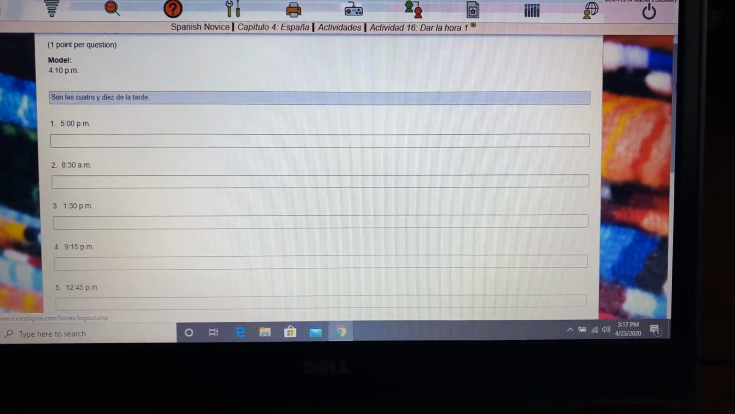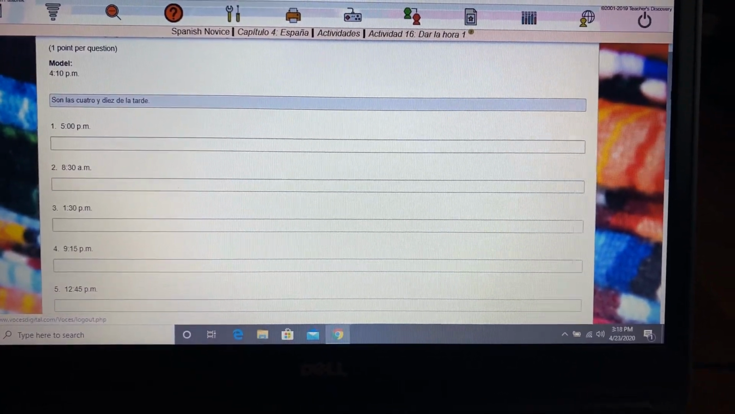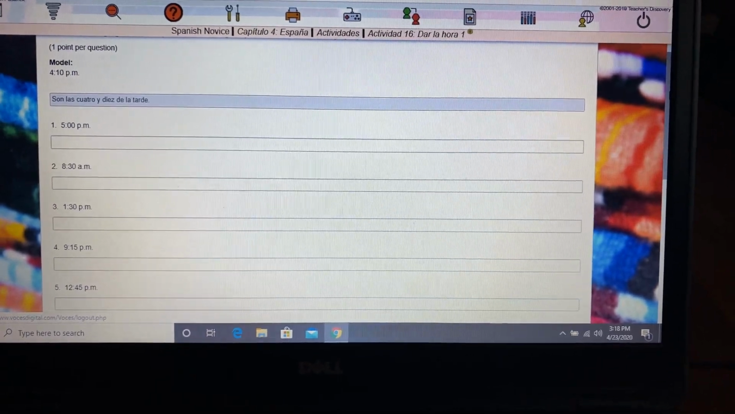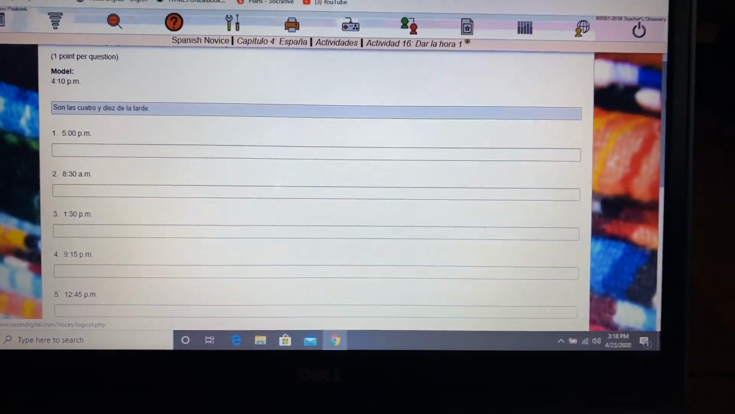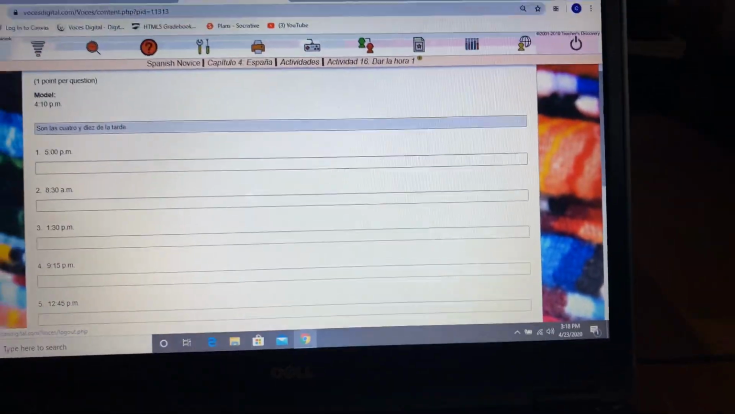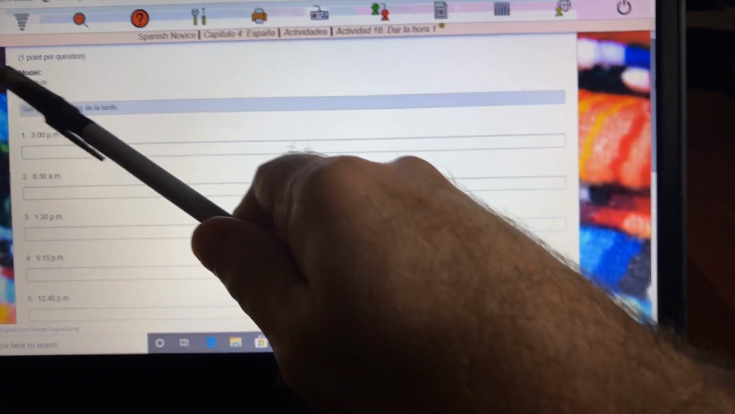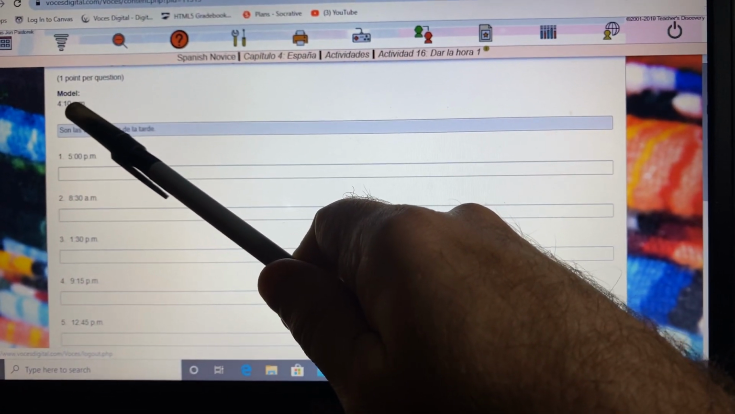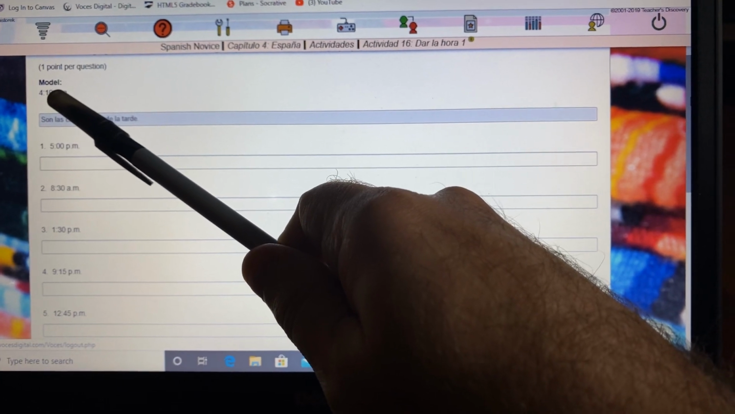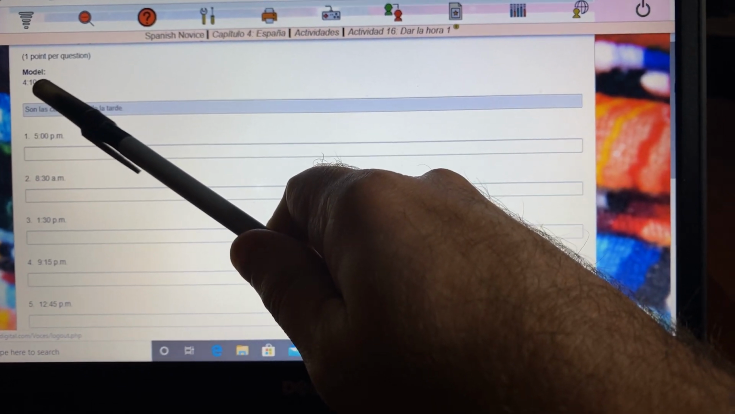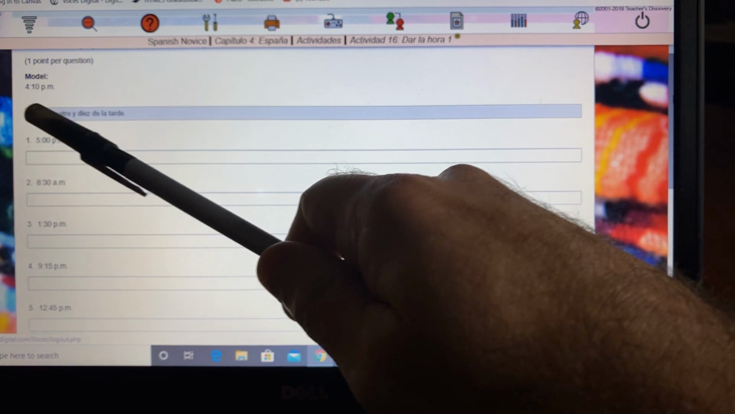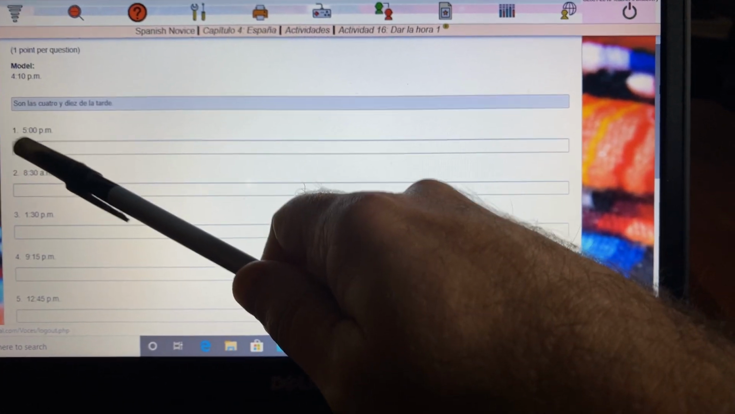Okay, 4:10 p.m. Son las 4:10 de la tarde. The first thing we have to look at is the minutes, okay? So let me grab a pen to point with. If you look at the minutes right here, it's 10 minutes. That's less than 30, so that means we need to use y. So you follow the same things, okay?